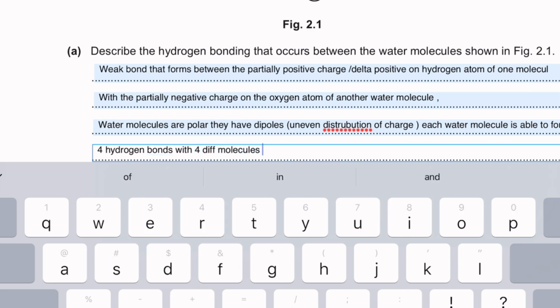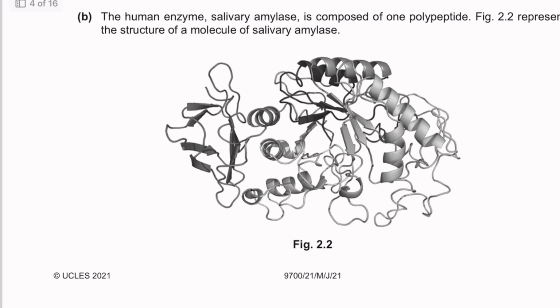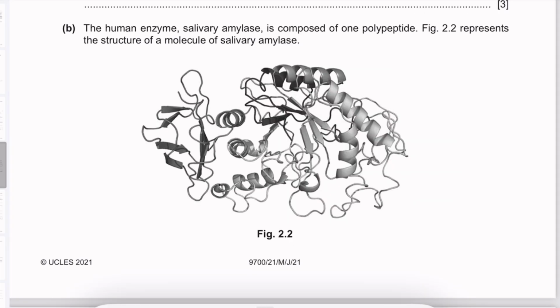Okay, now let's move on from this question to B. The human enzyme salivary amylase is composed of 1 polypeptide. Figure 2.2 represents the structure of a molecule of salivary amylase. So you could see here, salivary amylase is, you could see that there's a tertiary structure going on. There's also an alpha helix and some beta-pleated sheets. I wish I could point these out for you. This over here under select all is going to be the alpha helix, and then this over here, do you see the blue? Yeah, right here, this is the beta-pleated sheet, which basically is just a bunch of parallel lines, as you can see. Okay, moving on.